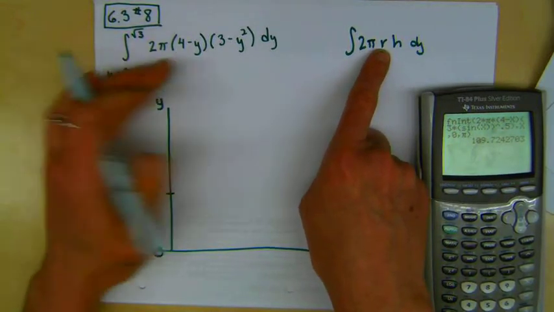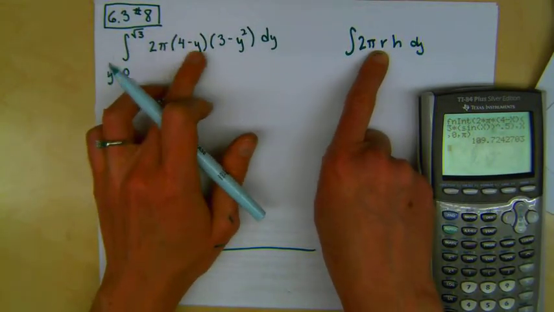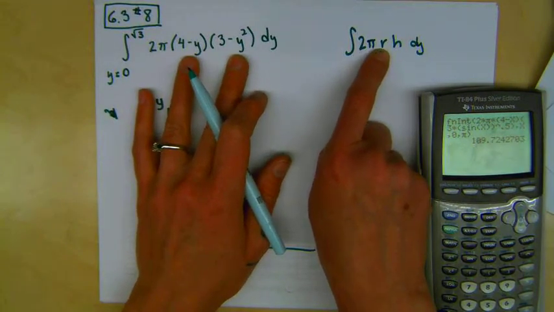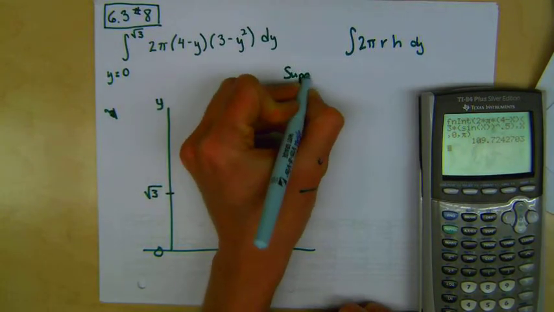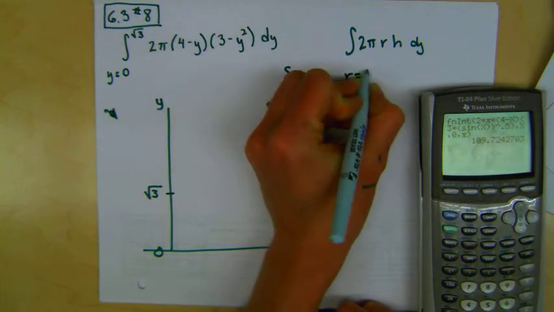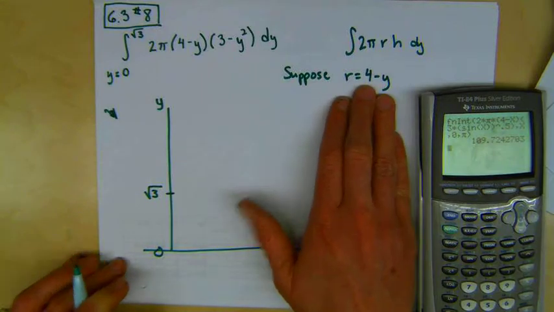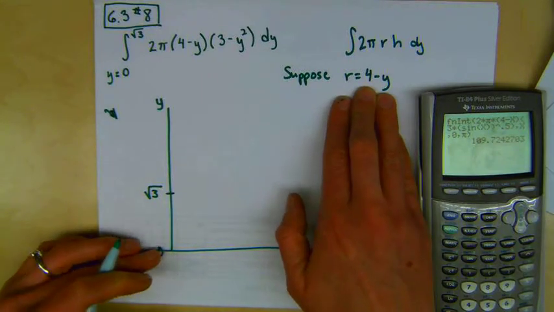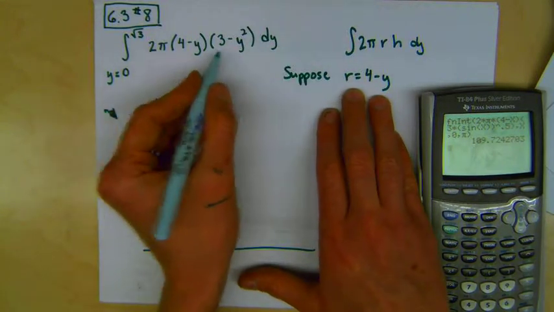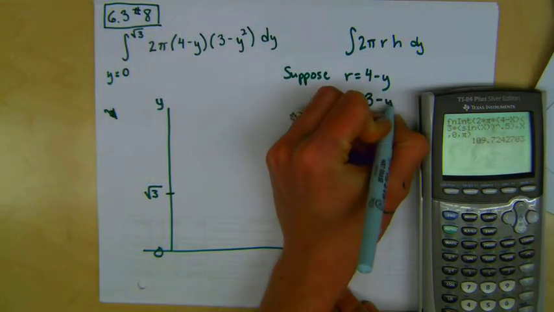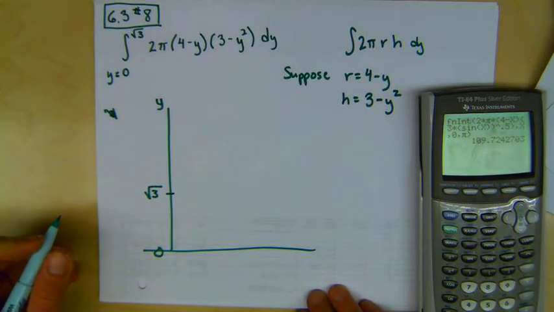So let's just pick. I mean, it's sort of arbitrary. One of these chunks is going to be r, and one of these chunks is going to be h, and let's see what happens if I just set it up and look at it. So let's suppose that r equals 4 minus y. What does that mean in terms of our picture? That means that whatever our y value is, and that would mean that h would be equal to 3 minus y squared.